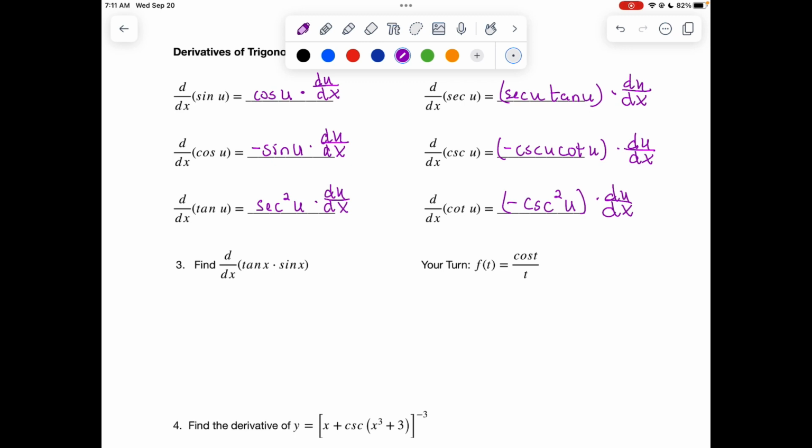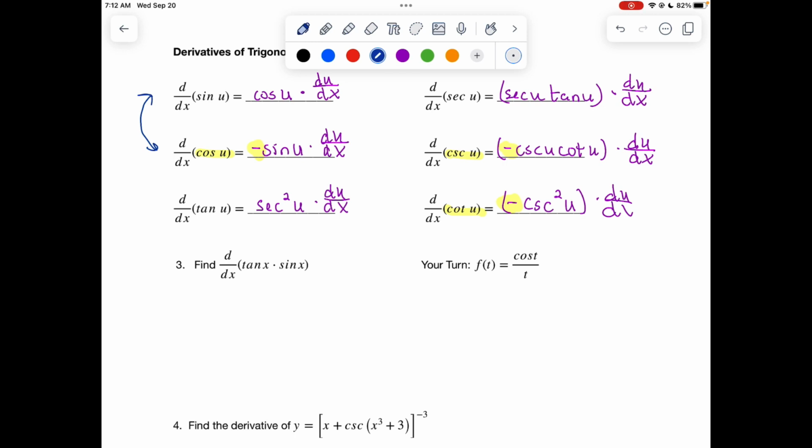Now, there are a lot of formulas here to memorize, and yes, you will be required to memorize these, but there are some things you might notice. The three trig functions that start with c, cosine u, cosecant u, and cotangent u, all have derivatives that are negative. Also notice that the derivative of sine and the derivative of cosine are closely related, because the derivative of sine is cosine and the derivative of cosine x is negative sine x.